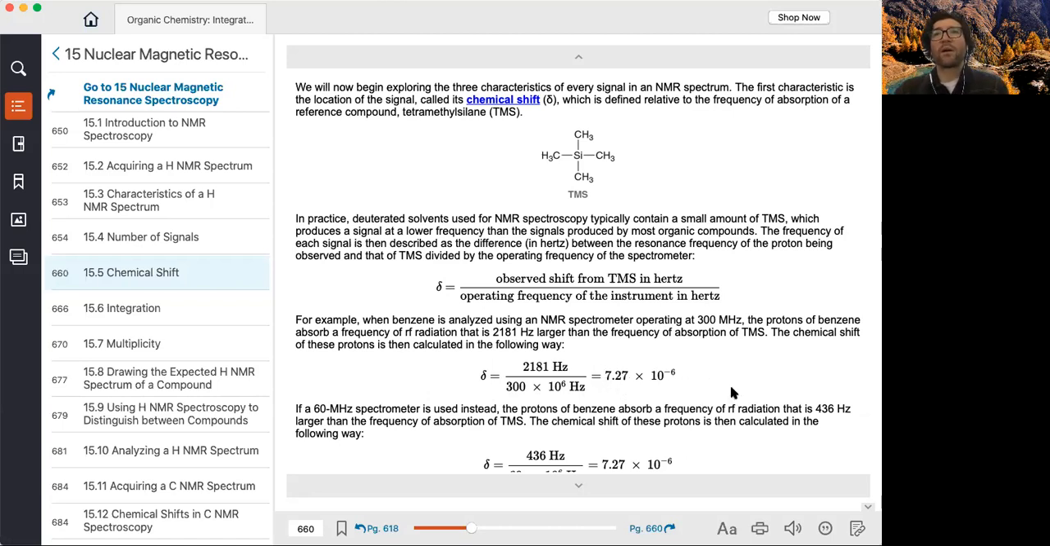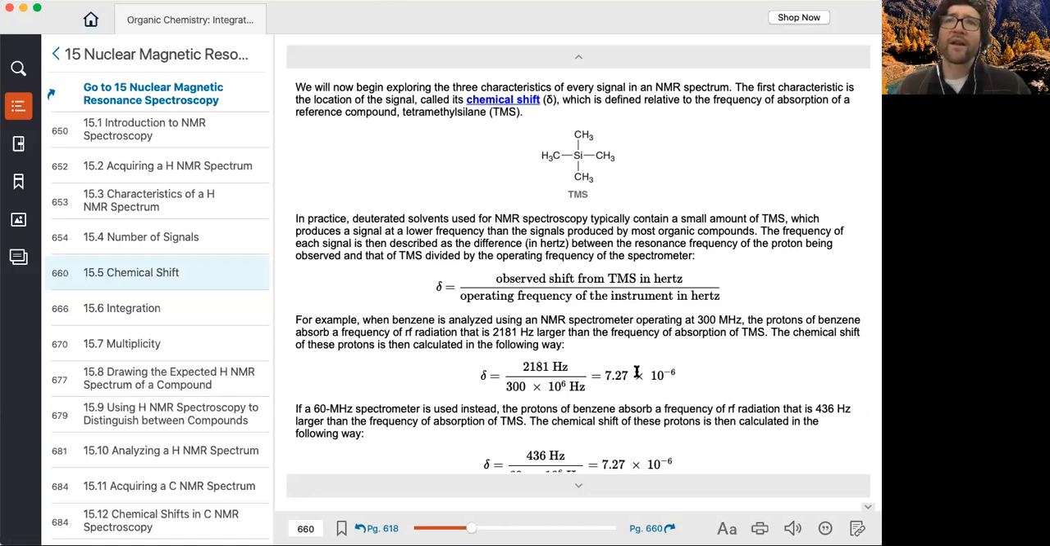The reason why it's a parts per million number is because this is 10 to the minus 6. Parts per million means literally 1 part for every million parts. So you could imagine the 1 part was divided by 1 million. So if you have 7.27 divided by 1 million, that is this number.